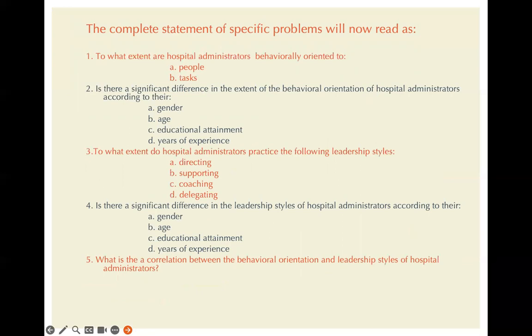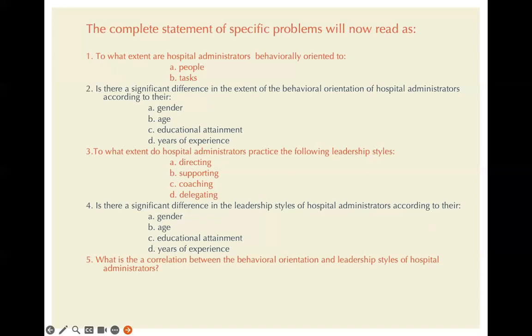Is there a significant difference in the extent of the behavioral orientation of the hospital administrators according to gender, age, educational attainment, and years of experience, where A to D should be backed up by researches that say that behavioral orientations vary depending on gender, age, educational attainment, and years of experience. 3, to what extent do hospital administrators practice the following leadership styles, where A to D can come from the literature. And then 4, again, A to D, it should be backed up by research.